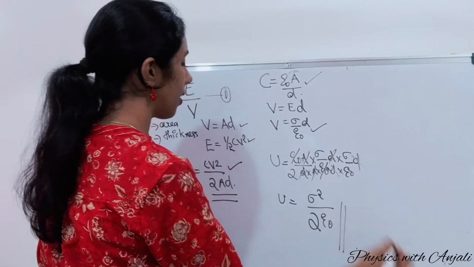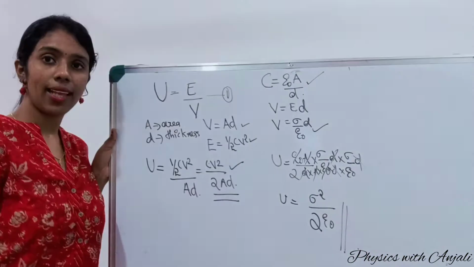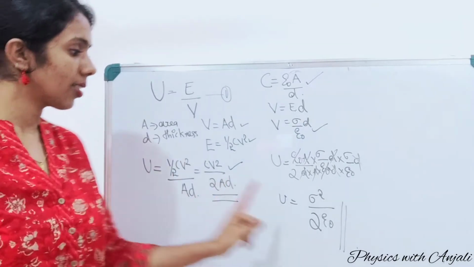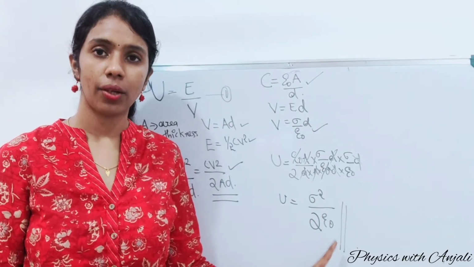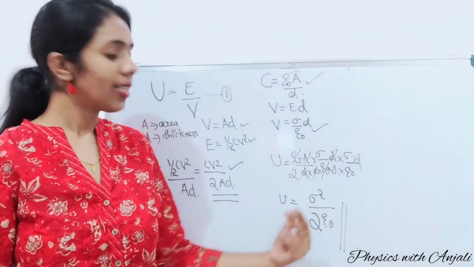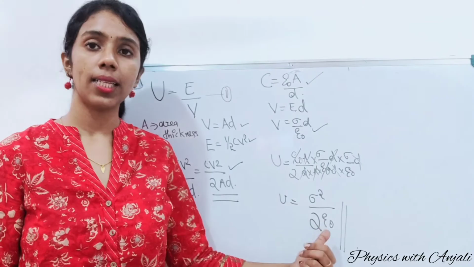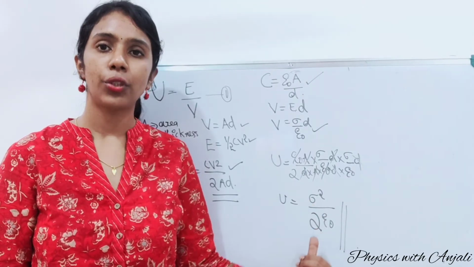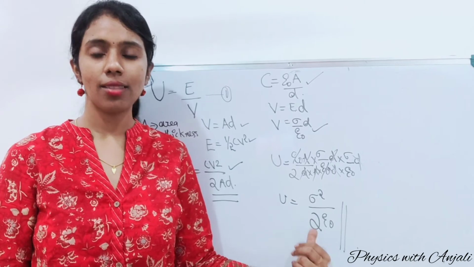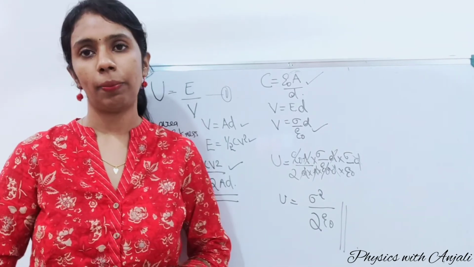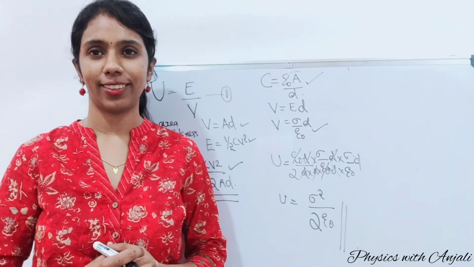This is the energy density in the electric field, or energy density in between the parallel plate capacitor, sigma square by 2 epsilon 0, where sigma can be replaced as Q divided by A, or else you can write this equation in terms of sigma, that is, energy density U is equal to sigma square divided by 2 epsilon 0. So this is how we derive the energy density in between the parallel plate capacitor or in the electric field.